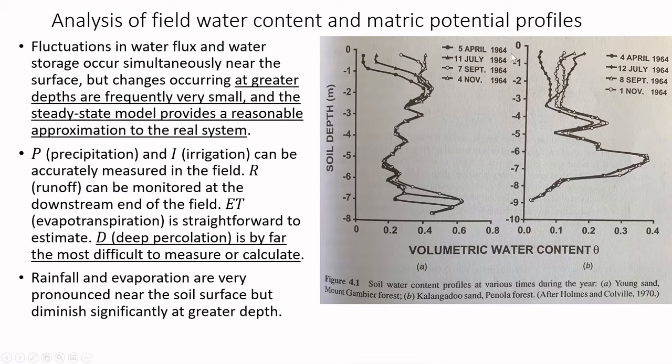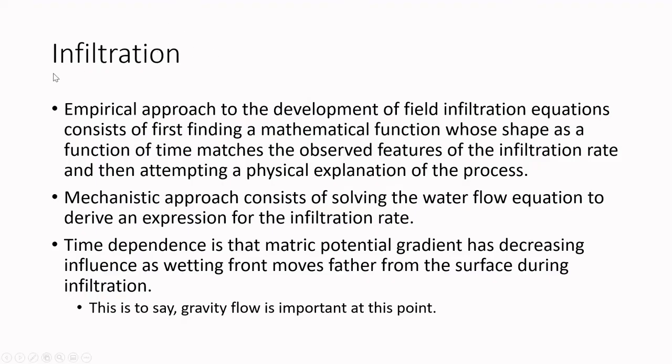So you can see that at different places you have the same trend of observation. Okay, now let's look at infiltration. Infiltration means water entering the soil. All right, so the empirical approach to the development of field infiltration equation. It means we observe that there's a certain pattern of water entering the soil. So we do this empirical observation, meaning field observation or laboratory observation.